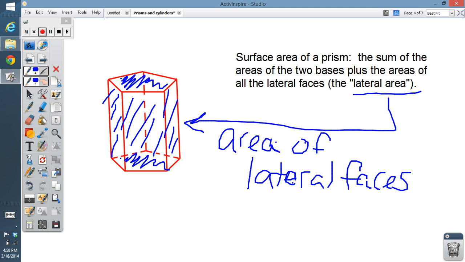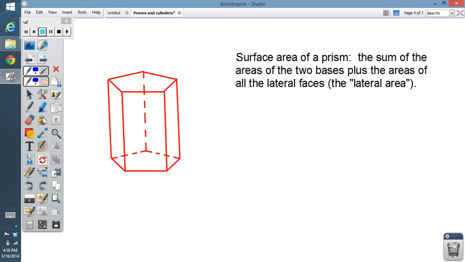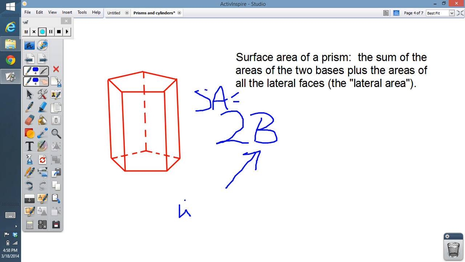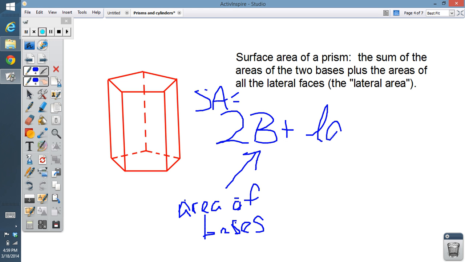All right, so the lateral area, and the surface area is going to be the sum, again, of that lateral area plus 2 bases. So let me reset this here. Okay, so we're going to write that the surface area equals 2 times b, where b is the area of the bases, okay, plus the lateral area.